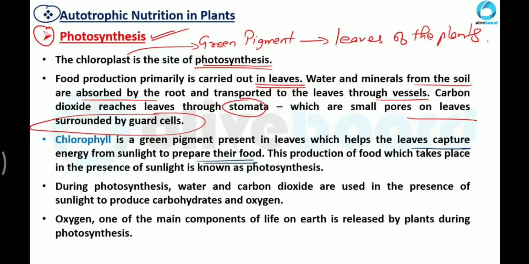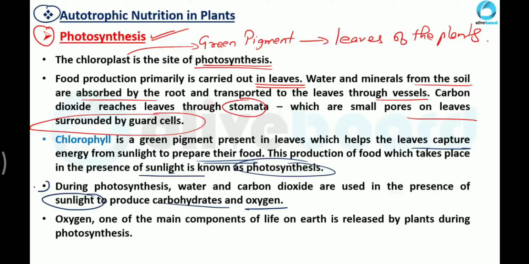So what is the definition of photosynthesis? That production of food which takes place in the presence of sunlight by using chlorophyll is known as photosynthesis. Chlorophyll is a green pigment present in the leaves. During photosynthesis, water and carbon dioxide are used in the presence of sunlight to produce carbohydrate and oxygen.